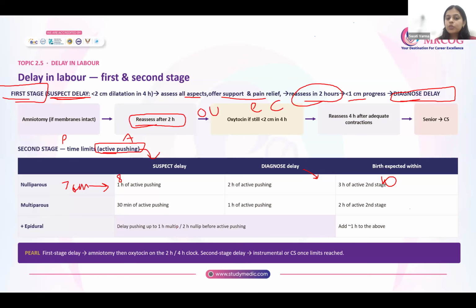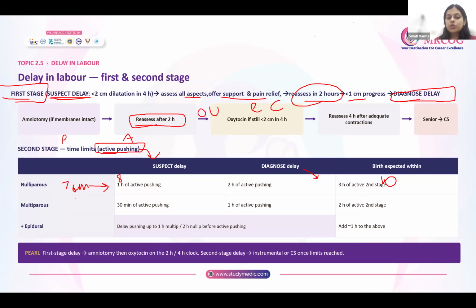See, epidural delays pushing up to 1 hour in multipara. Here in multiparas, this passive second stage, maximum up to 1 hour can be allowed if she is on epidural. In nullipara, it was up to 2 hours before active pushing initiation. In multipara, passive stage, even if she is on epidural, up to 1 hour maximum passive stage can be allowed.